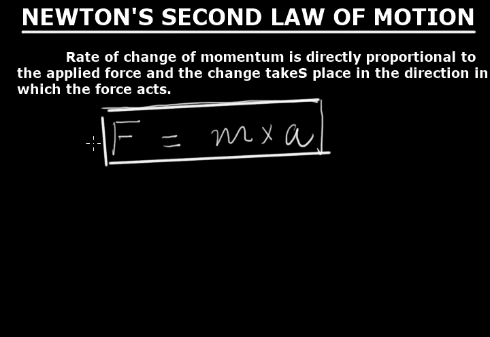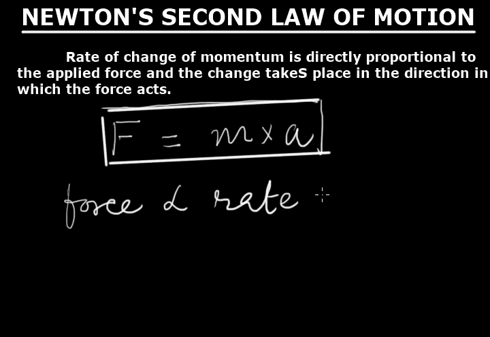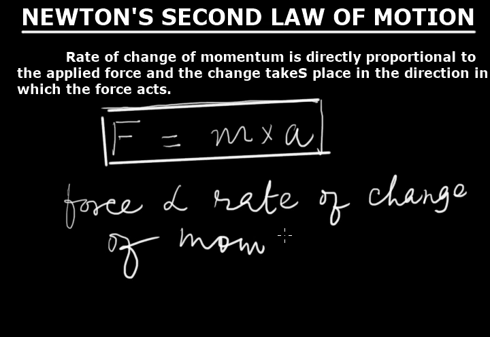What is stated in the second law? The second law stated that the quantity of force which is applied on a body is directly proportional to the rate of change of momentum. Force is proportional to the rate of change of momentum. This is the mathematical expression of the second law of motion.